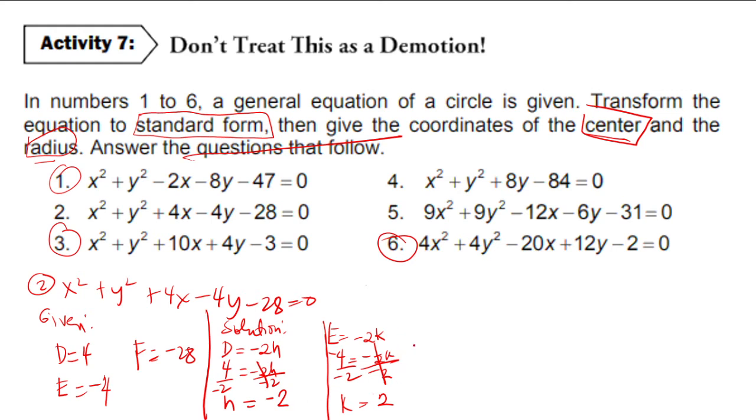Tama? So, ang center natin ay located siya sa point negative 2 and 2. So, ito na yung coordinates ng center. Okay? Next, dun tayo sa F.